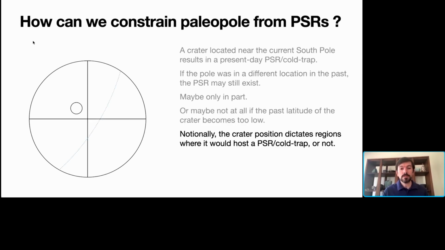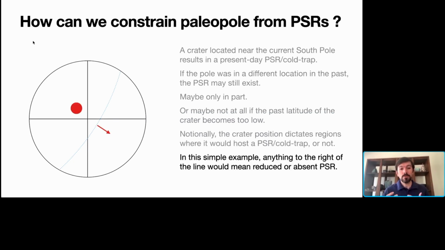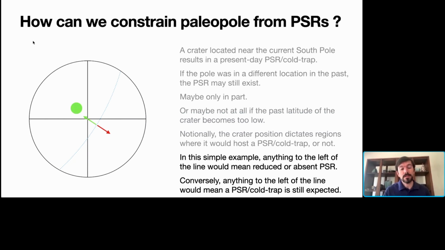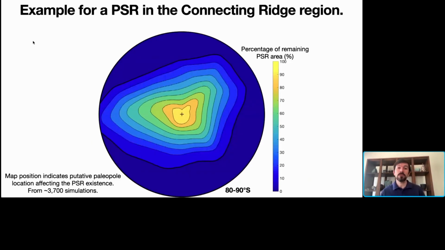So notionally, there is probably a boundary: if the Paleopole is on a certain side, you do not expect the current PSR to have been a PSR in the past. If the Paleopole was on the other side of that line, maybe you would expect it to have been a Paleo PSR. With that in mind, this shows the expectations for one of the PSRs in the connecting ridge region, which is very close to the pole. Not very surprisingly, as you move the Paleopole away from the current South Pole, you decrease the area that is expected to be in permanent shadow.